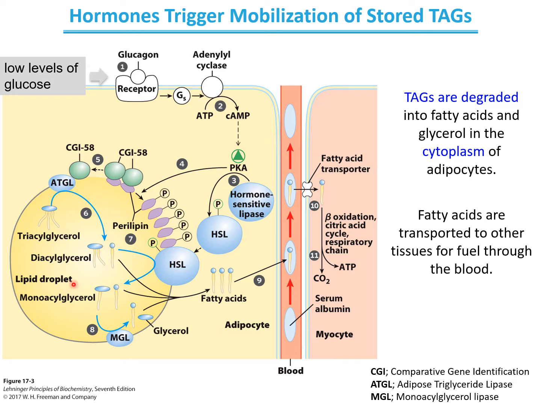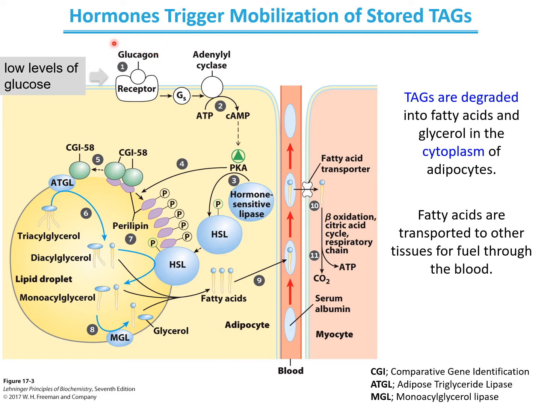Now, these fatty acids can be used as fuel source, as an energy source, and need to be released and mobilized from this TAG. And this happens in the case of low levels of glucose, which will lead to the secretion of glucagon, which is a hormone with opposite action from insulin.